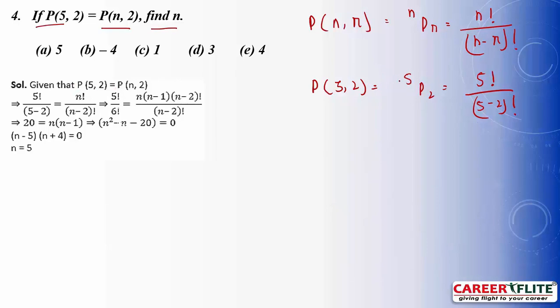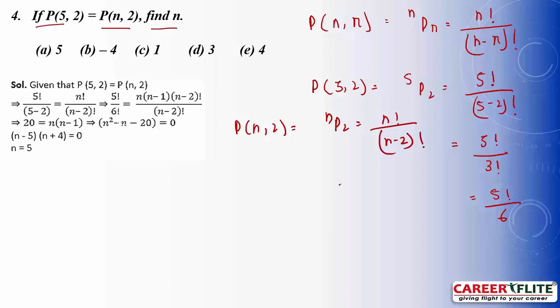So what is P(5,2)? It will be 5P2, that is 5 factorial by (5 minus 2) factorial, which you can also write as 5 factorial by 3 factorial, and 3 factorial is 3 into 2 into 1, that is 6. Similarly, for P(n,2) it will be n factorial by (n minus 2) factorial. This n factorial you can write as n into (n minus 1) into (n minus 2) factorial, divided by (n minus 2) factorial, that is n into (n minus 1).